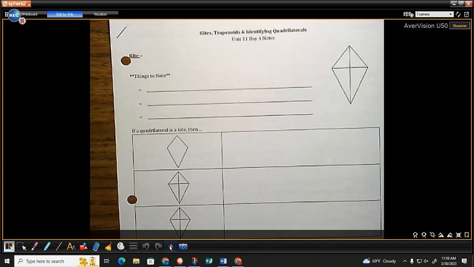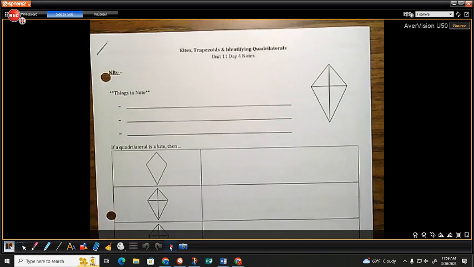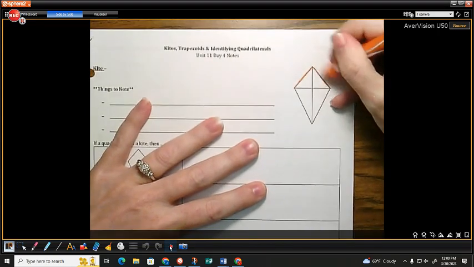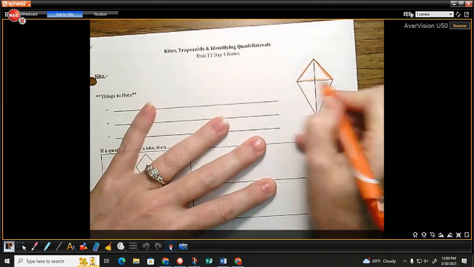So what makes it a kite then? It looks like a flying kite. Feel free to draw the little tail on the bottom, put little bows on it or something. But so what makes a kite be a kite? Okay, well, it's actually made of 2 special triangles stuck together.